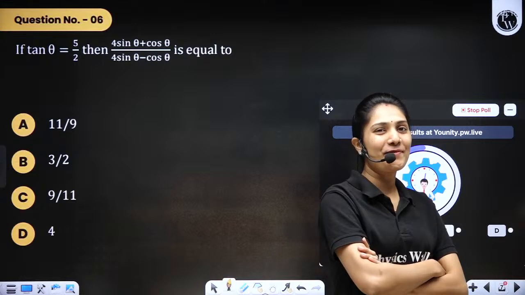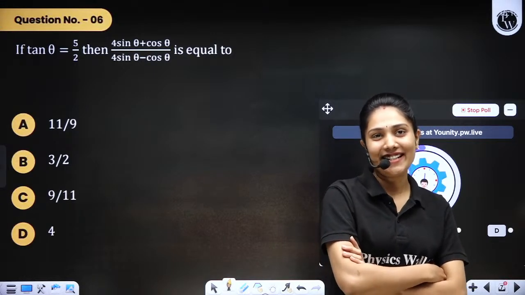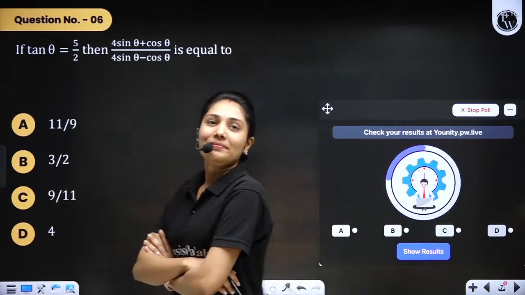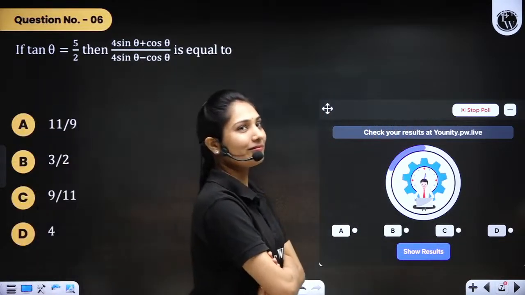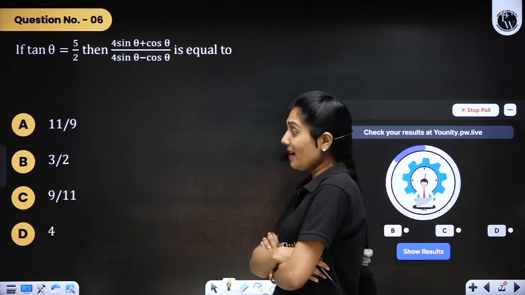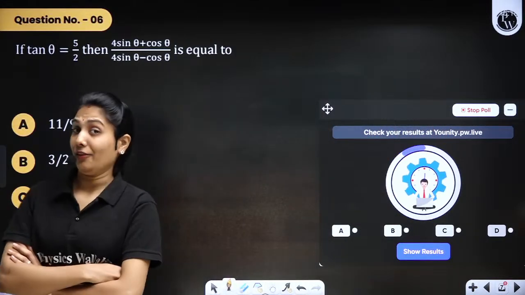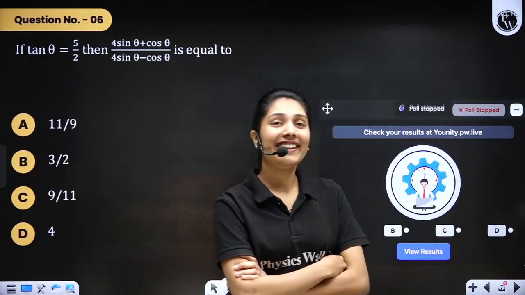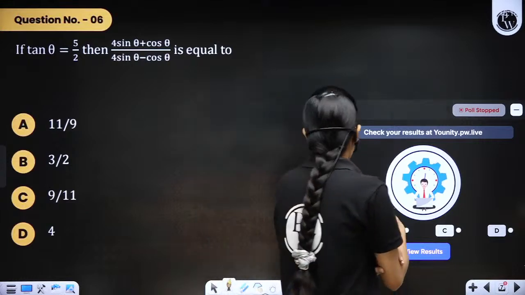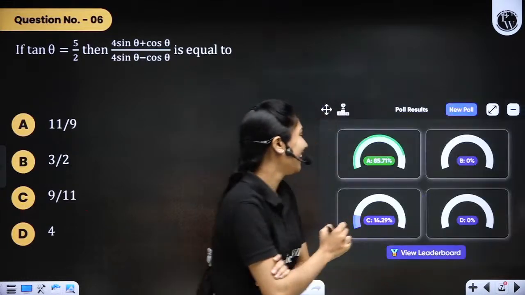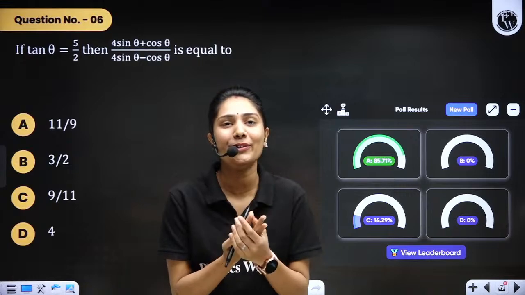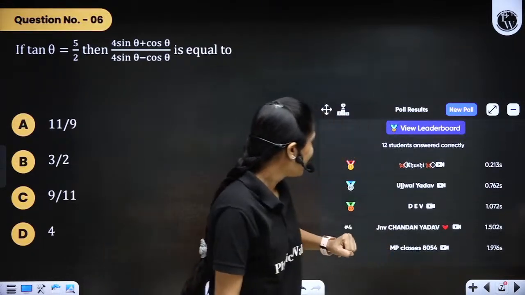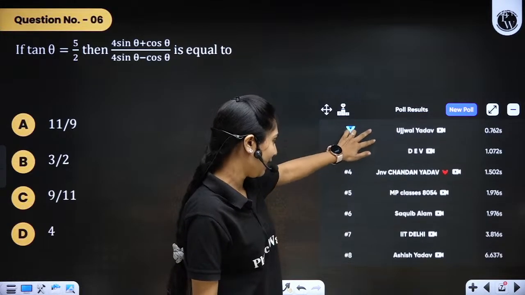Now I can see a variety of answers. Getting confused in A and C, is it? 11 by 9 or 9 by 11? Which one is correct? And the correct answer is absolutely A. 85% of you are correct, beta. Yes, Pooja, it's a standard one. So very good, Khushi, Ujjwal, and Dev. That's good, beta.